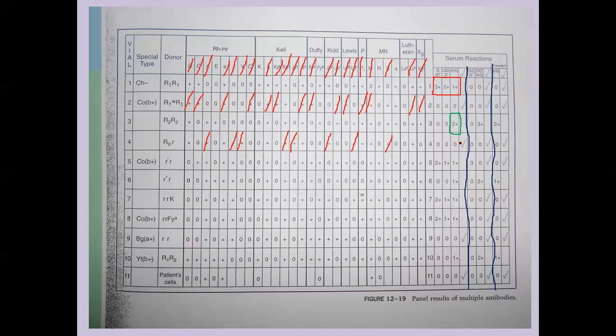Okay. So can we use cell 5? No, we cannot. And let's look at the pattern of reactivity with cell 5. So I'm going to outline it in red. It's more similar to what we saw with cell 1. So reactions start at room temperature, continue through at 37 weaker, and then continue through to AHG. So this is really similar to the reactions we got with cell 1. So I'm going to outline that in red.